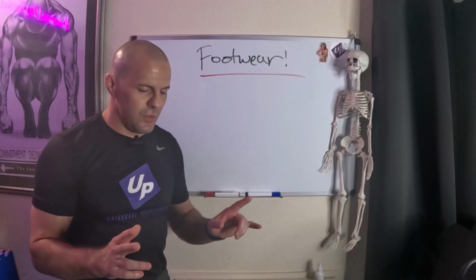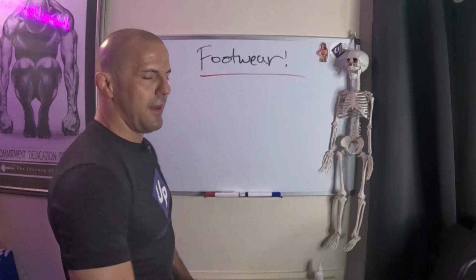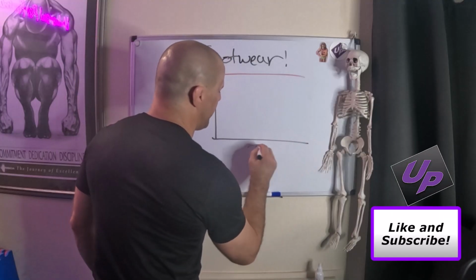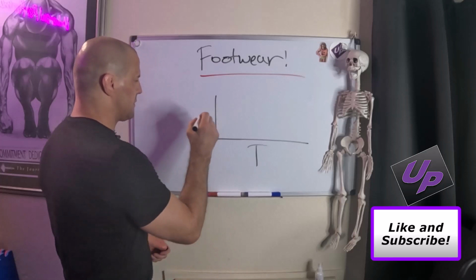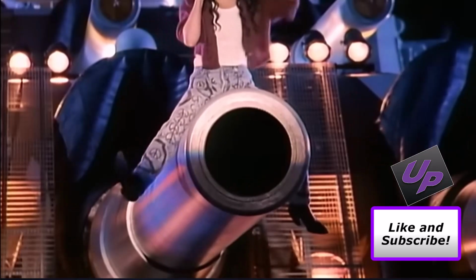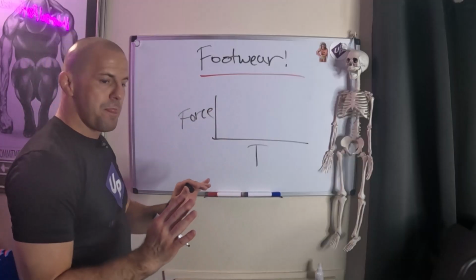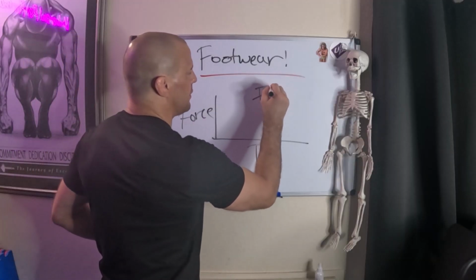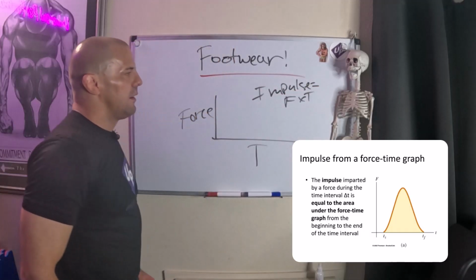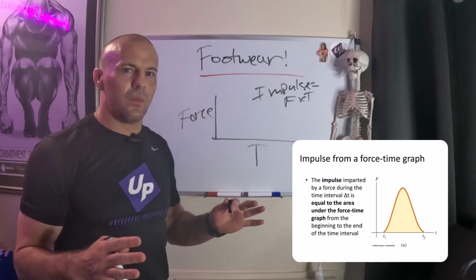The first thing that we need to cover on the whiteboard here is the concept of impulse, which is force multiplied by time. And the graph looks like this. Time will be the independent variable. And then we have force. So time and then force is going to be the dependent variable. Impulse is equal to force multiplied by time. And this equation will be critical depending on what we do with our daily lifestyle.